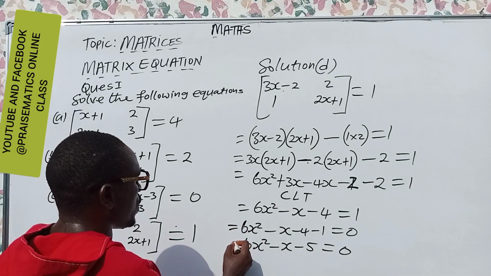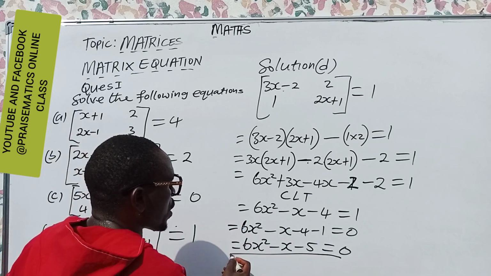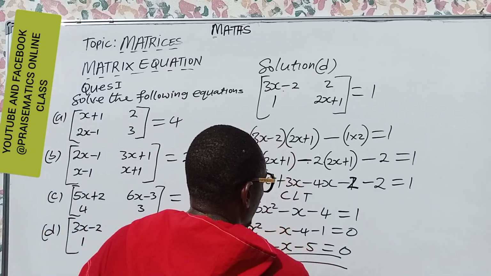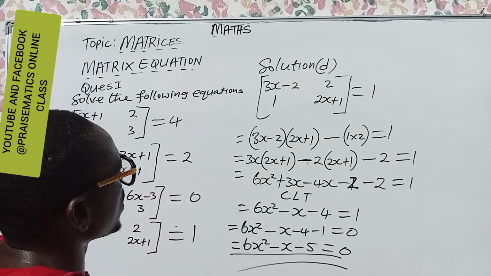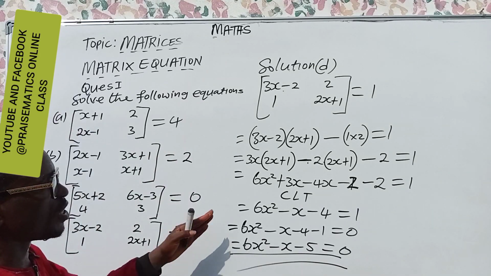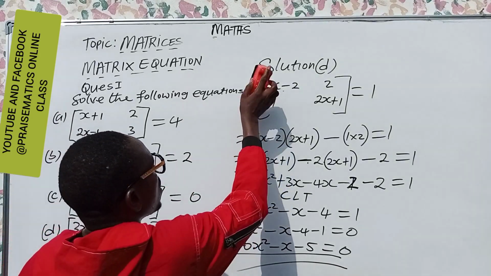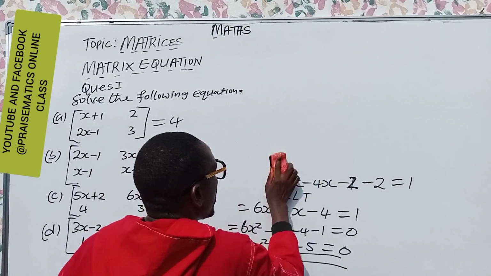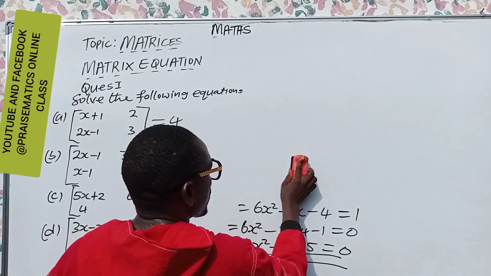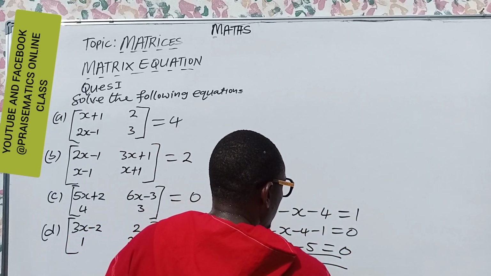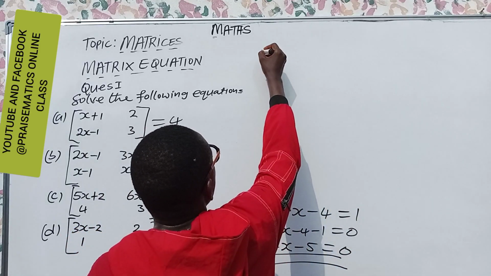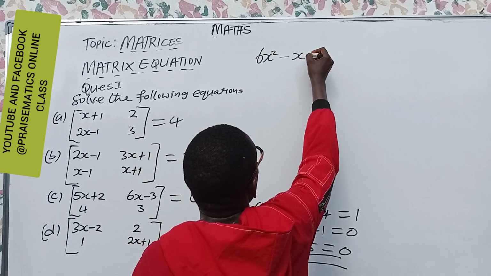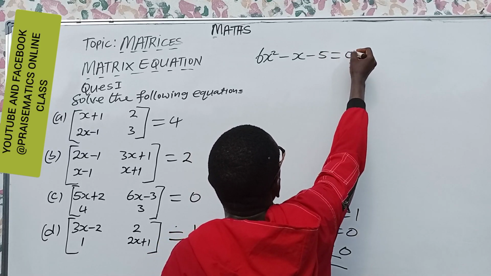So we are going to resolve it either by completing the square method, or by the almighty formula, or by factorization method. Now let's go. I hope you are done here. Let's just resolve this equation. Let's choose factorization method.